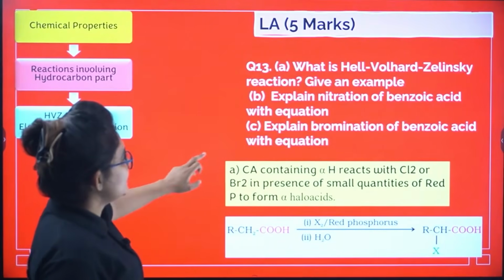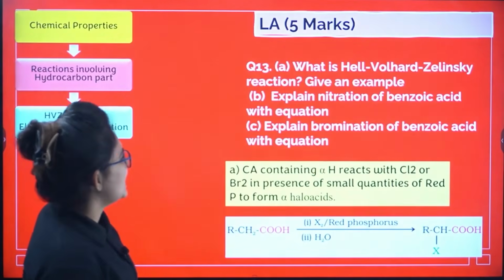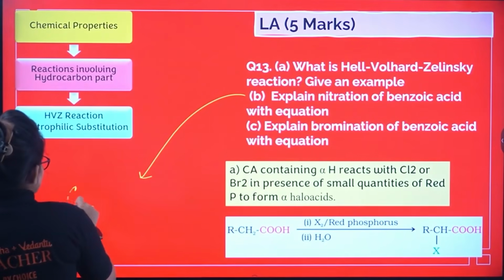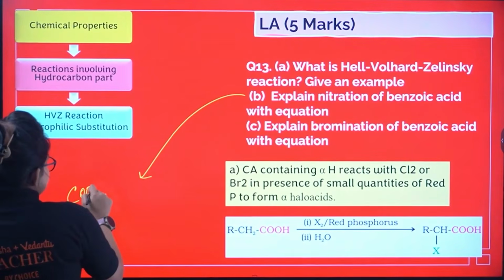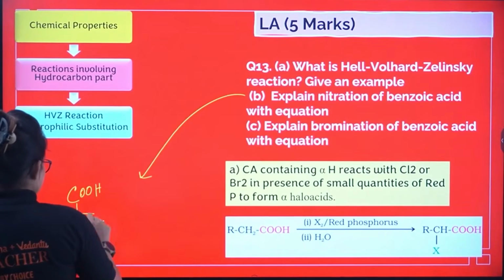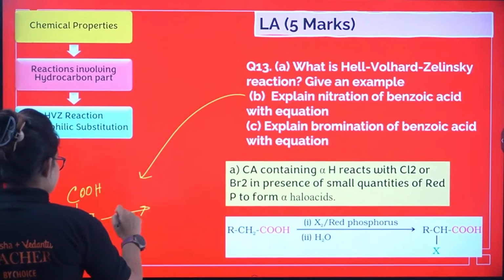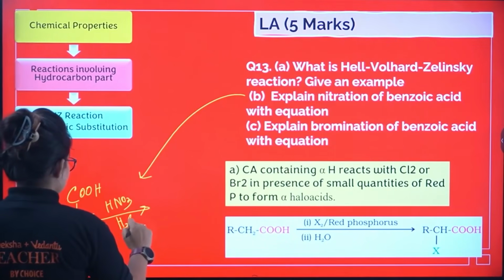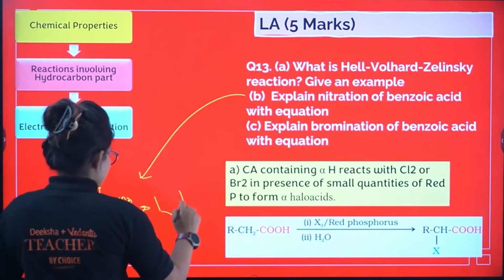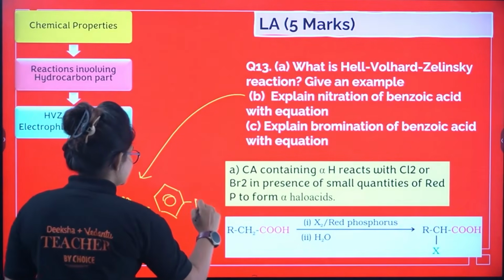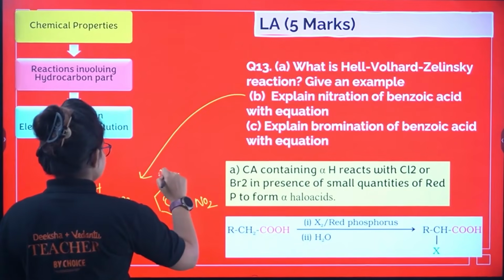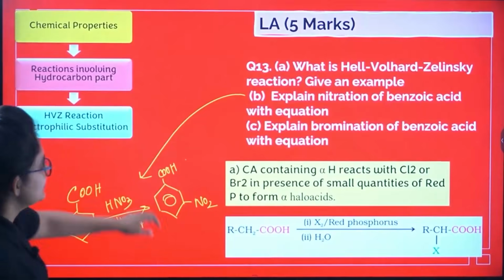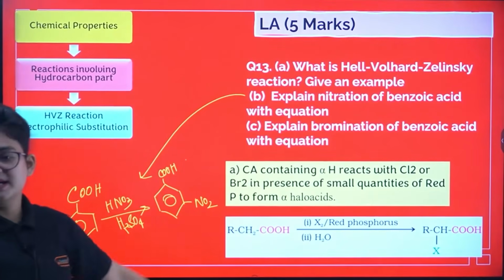Next, explain nitration of benzoic acid. Nitration, if I just want to write benzoic acid, then if you treat this with concentrated HNO3 and H2SO4, you will get NO2 substituted in the meta position, right? Because the COOH group is meta directing. Similarly for bromination as well, your bromine will be attached in the meta position.